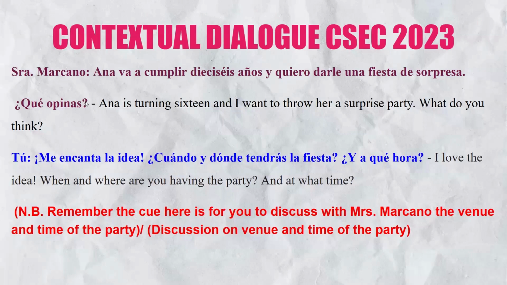So here is what Mrs. Marcano had said previously, on the first line. And here you have the response that we are going to give after she asks this question, ¿Qué opinas? What do you think? Let's read what she says again. Ana va a cumplir 16 años y quiero darle una fiesta de sorpresa. ¿Qué opinas? So it says Anna is turning 16 and I want to throw her a surprise party. What do you think?